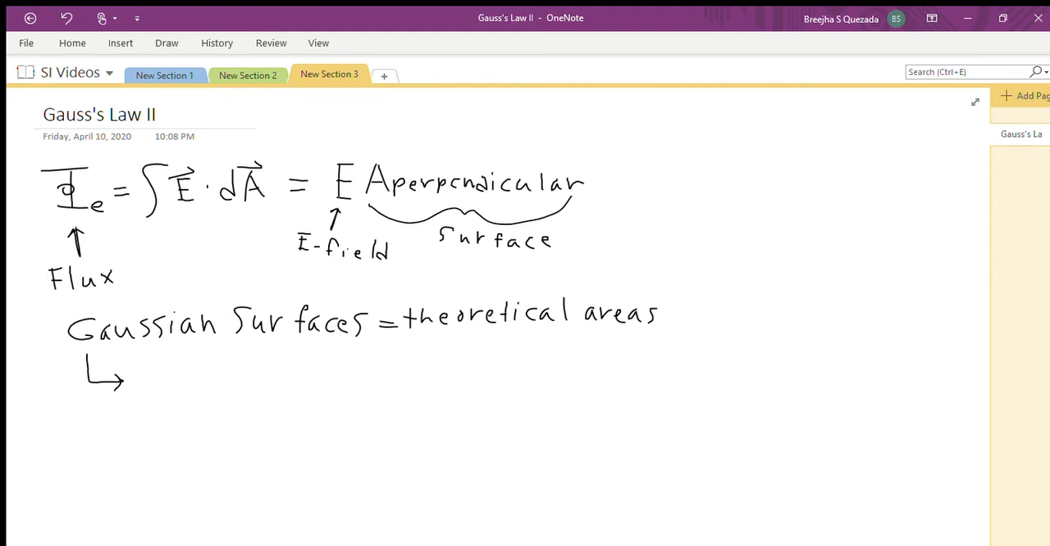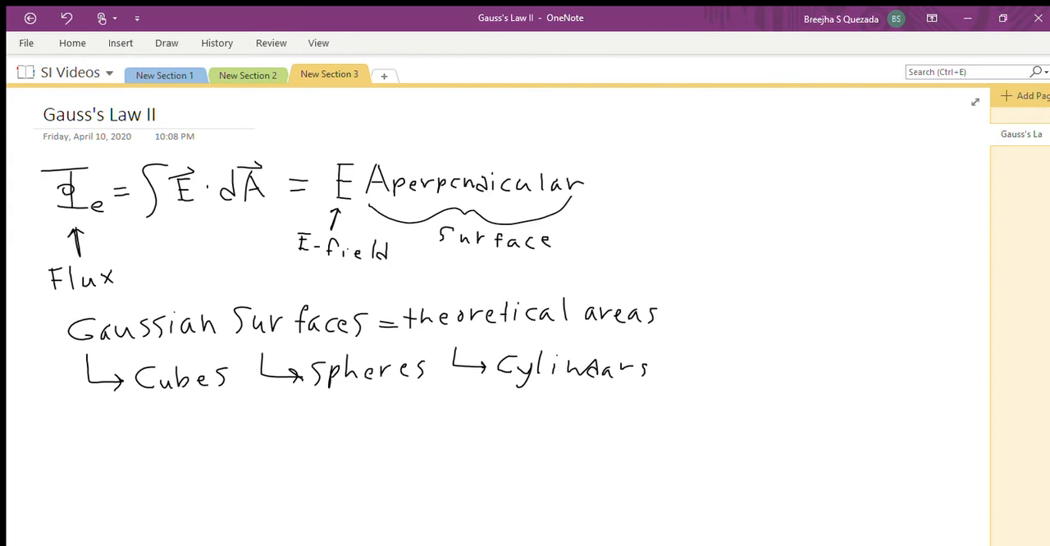Gaussian surfaces most commonly are cubes, spheres, or cylinders. They're most often used because they all have some degree of symmetry. With cubes, there are many ways that you could cut them and still have two equal halves when you were done. The same goes for spheres and cylinders. And why that becomes important is we start looking at what are called net charges.